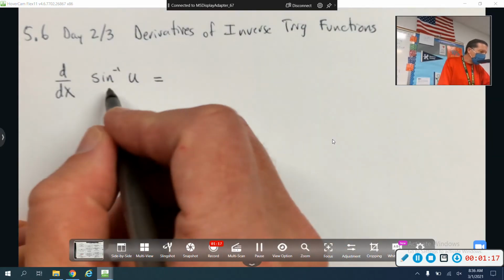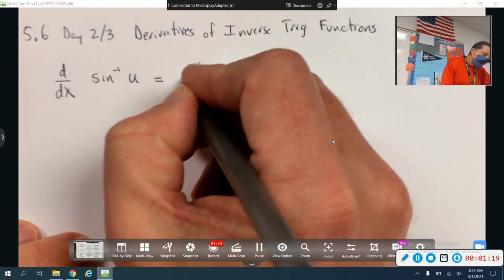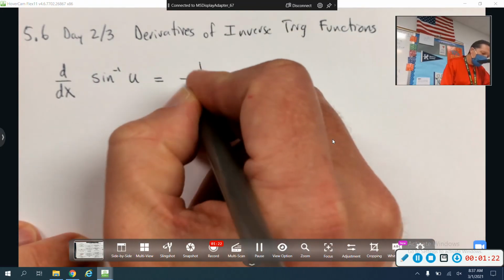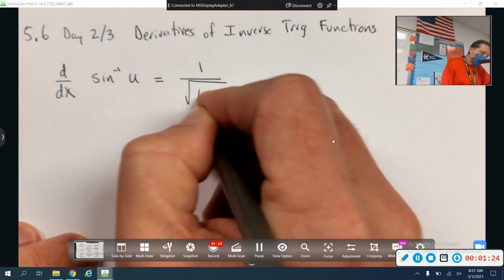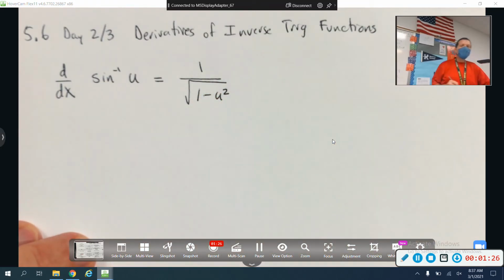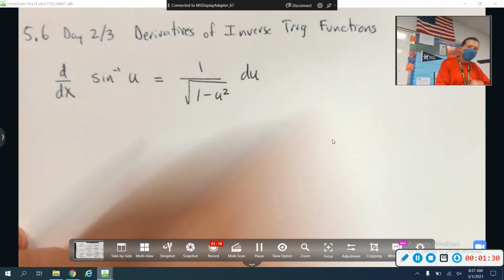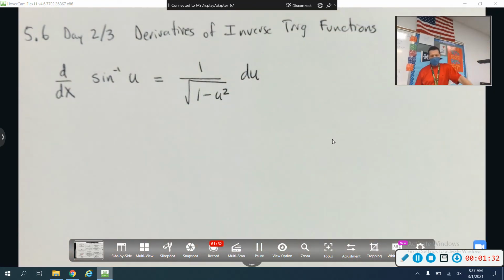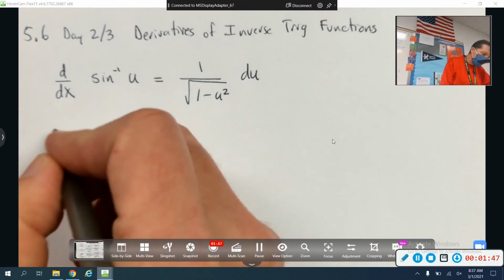The derivative of inverse sine is 1 over the square root of 1 minus u squared, du. It's one of the more complicated ones, but you just got to know it. I'm going to give you all 3. I'll box them up, and then we'll do some examples with them.